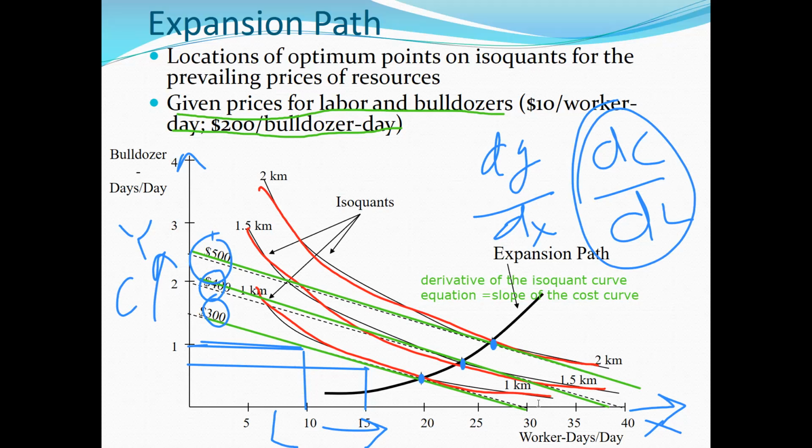Now remember, the slope of the lines with cost 300, 400, and 500, they're all the same. You see that? They're all parallel lines. So parallel lines obviously all have the same slope.